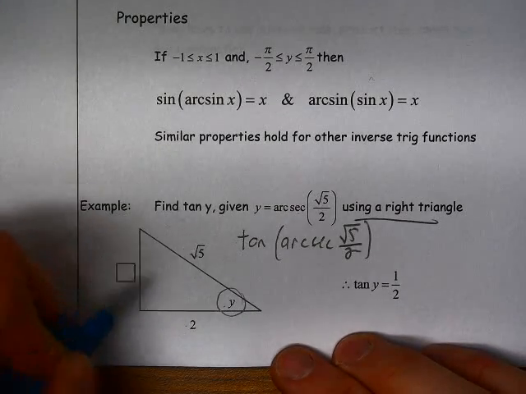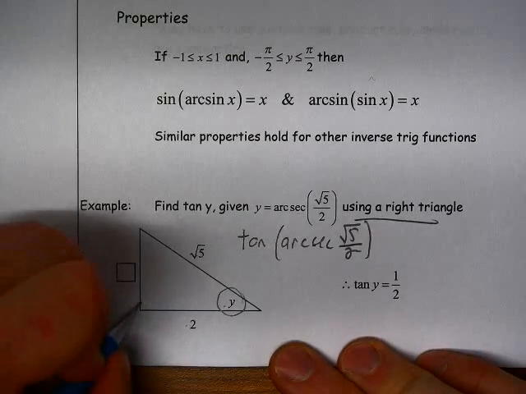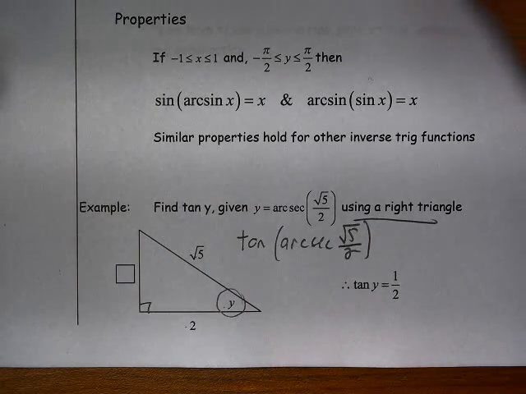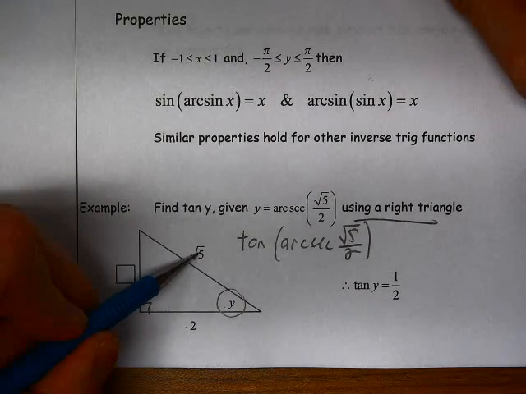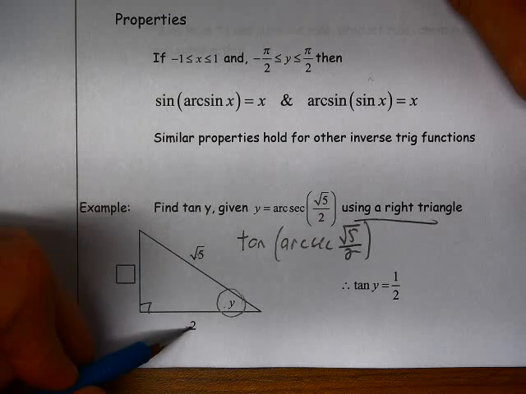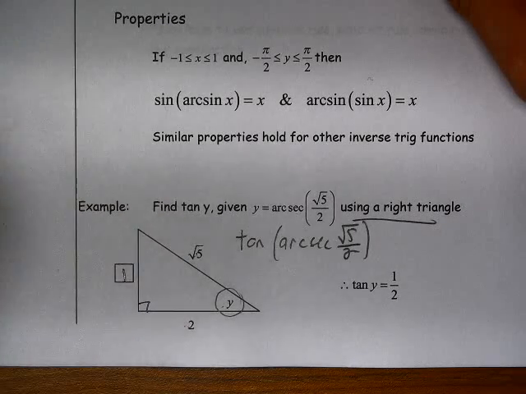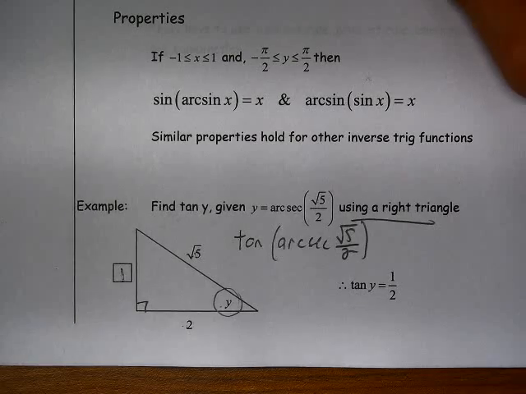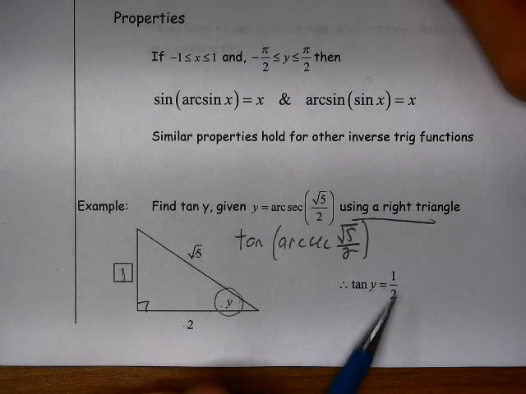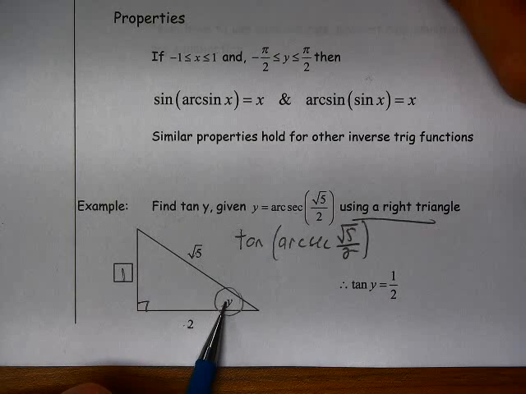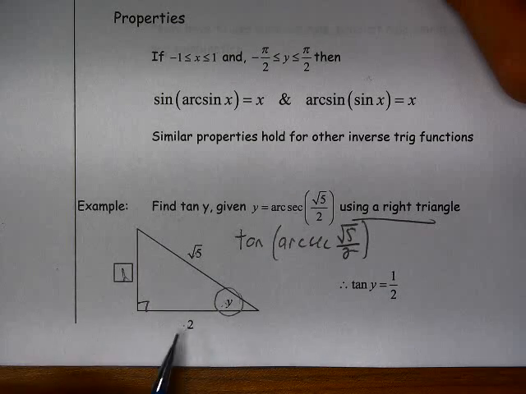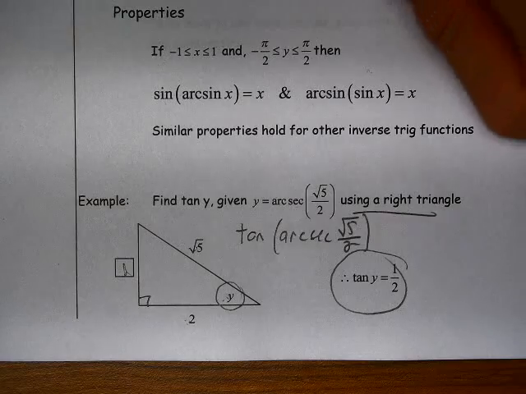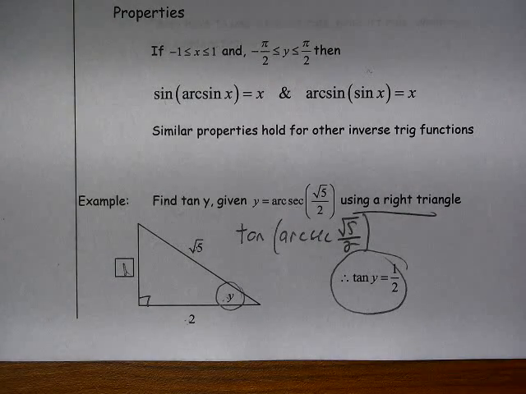Now I can fill in the remaining side. I know this is a right triangle here, so I can use the Pythagorean theorem. The hypotenuse squared minus this leg squared is 1. So the square root of 1 is 1. So now the tangent of this angle is just opposite over adjacent. So we get tangent of y equals 1/2.